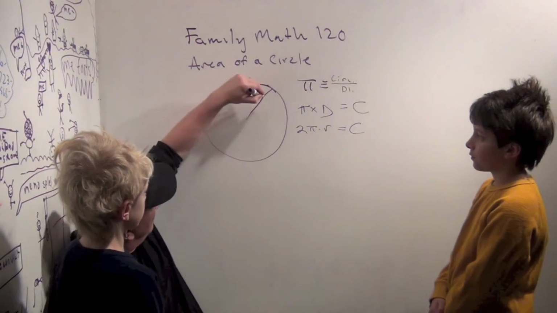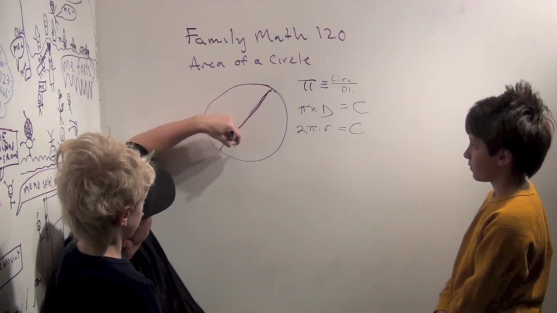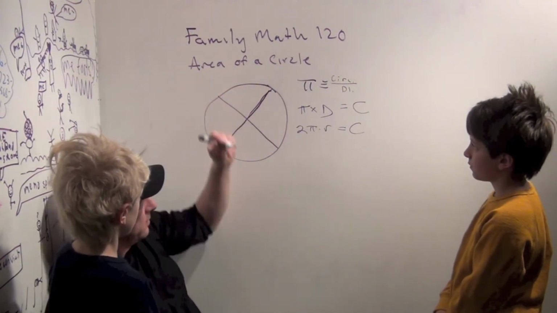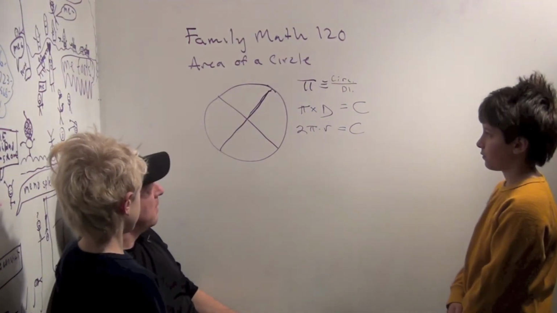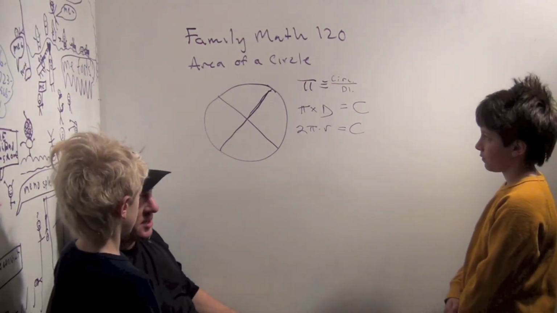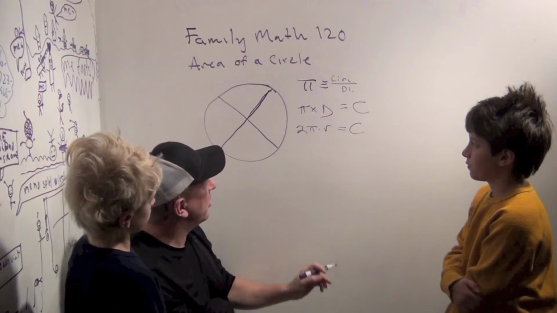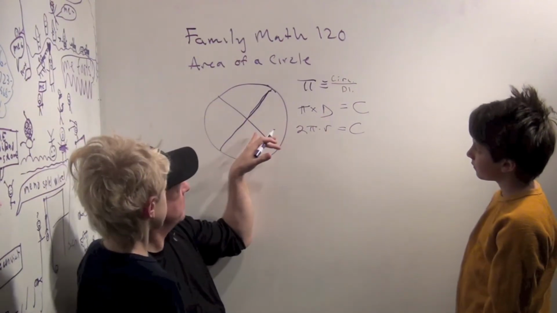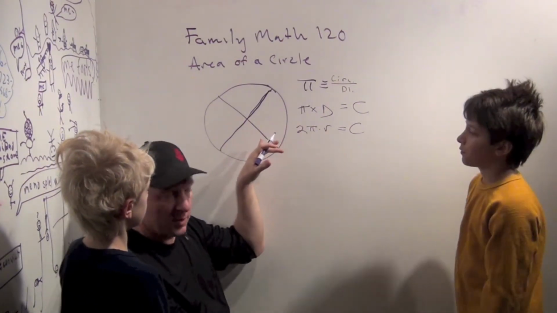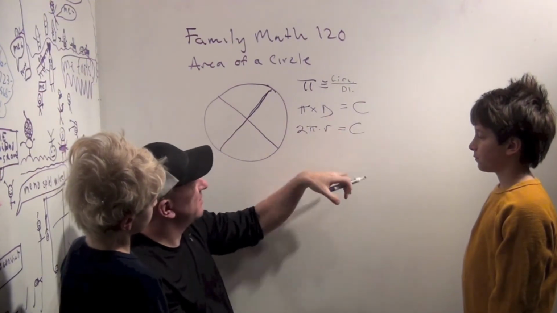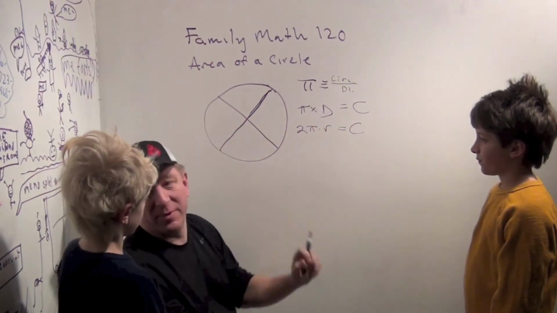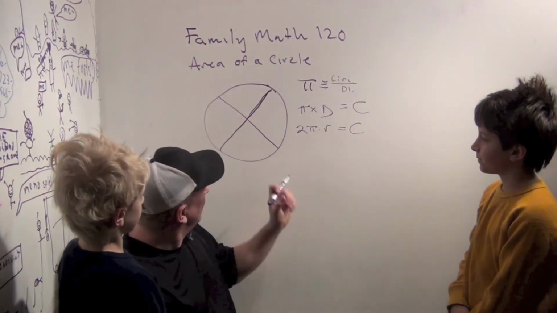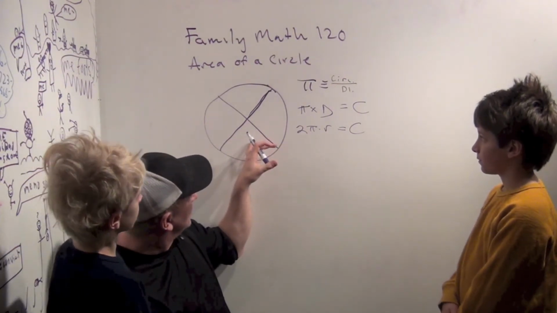So what I'm going to do first is chop it into quarters. That makes sort of like triangle shapes. Now what I'm going to do is take it apart. Now remember, I'm always going to use something that has a radius of 1.